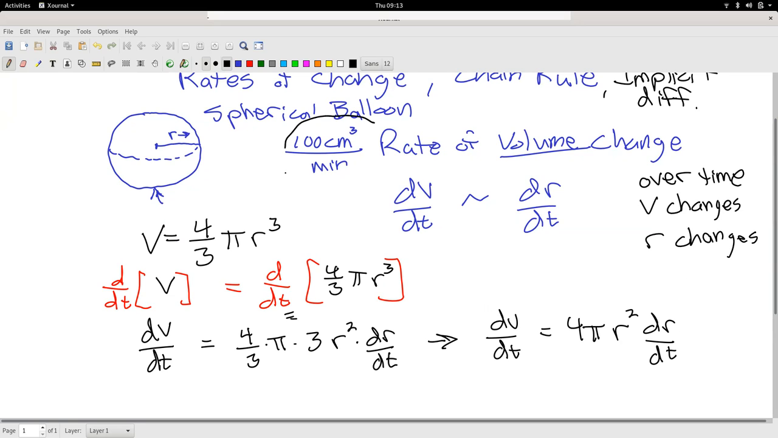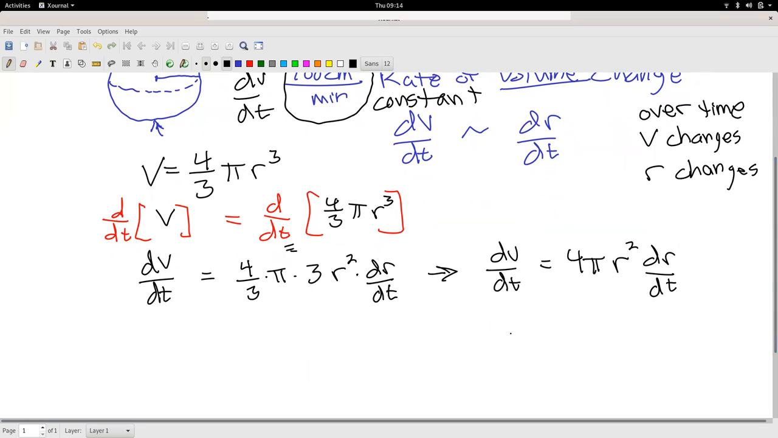Assuming that dV/dt is a constant rate, so that's my dV/dt up here, change in volume over change in time, I'm assuming that's constant. Does it have to be? Nope. But for most of the problems we have, we're going to pick a constant rate, at least for an instant, if not for the duration of the problem. So then over here, I can just say dV/dt is 100 equals 4 pi r squared dr/dt.